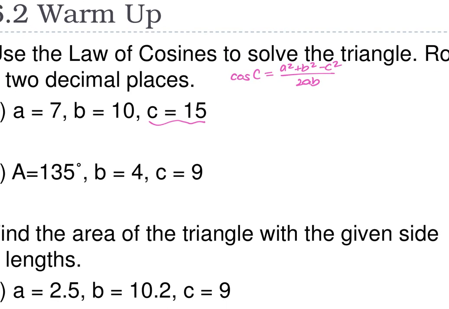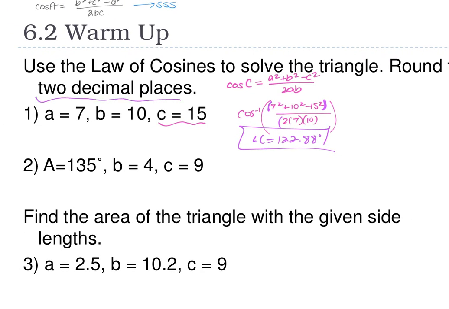Correct. We plug in 7 squared plus 10 squared minus 15 squared over 2 times 7 times 10. And we're going to cosine negative 1 that whole thing. And we're going to make sure that we add in our parentheses after the starting parentheses from cosine. Close them at the end of the numerator, divided by, and then open them up again, or we're going to get an error. Second cosine, open parentheses, 7 squared plus 10 squared minus 15 squared. Close the parentheses, divided by 2 times 7 times 10. And I get angle C equals 122.88 degrees, because we're going to round it to 2 decimal places.